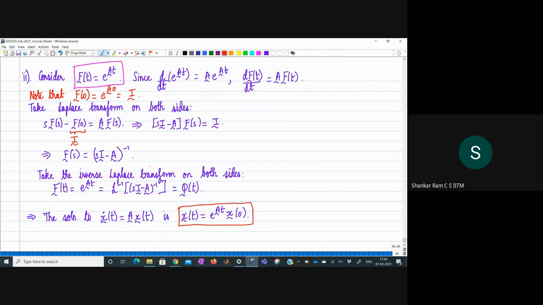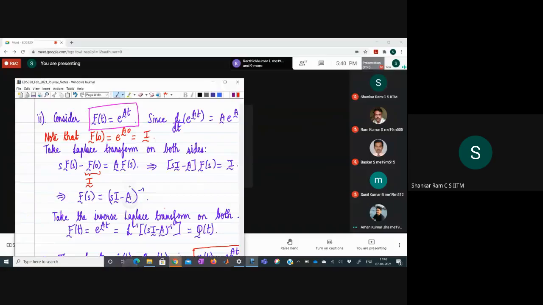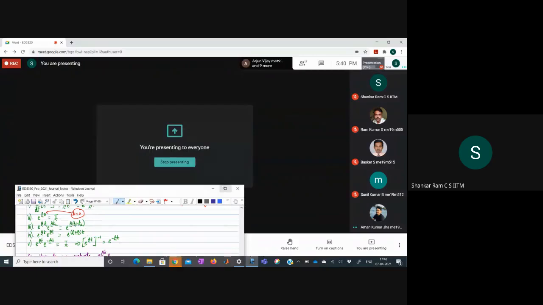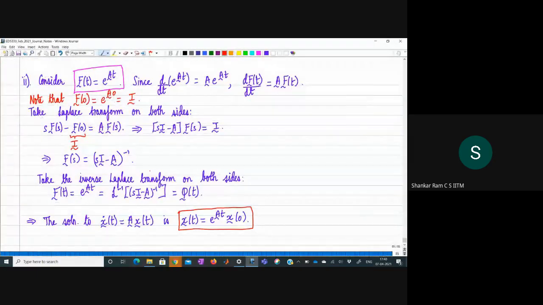All right. And this quantity (sI minus A) inverse is what is called a resolvent matrix.